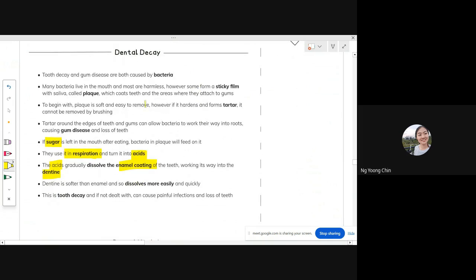Okay, and then when the bacteria live in the mouth, they are mostly harmless, but sometimes they will form a sticky film, which is called plaque. This plaque appears as a slightly yellow coating covering your tooth surface. If the condition becomes more severe, they will form tartar later.